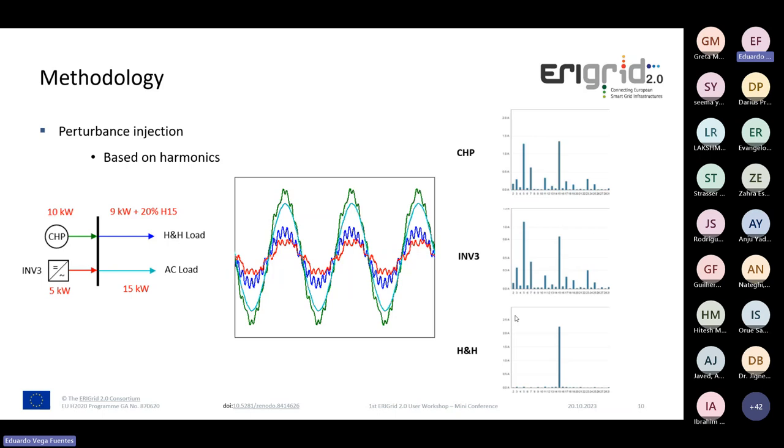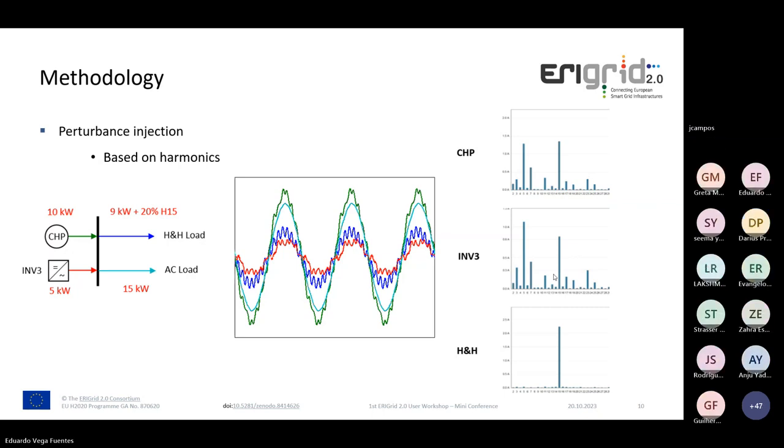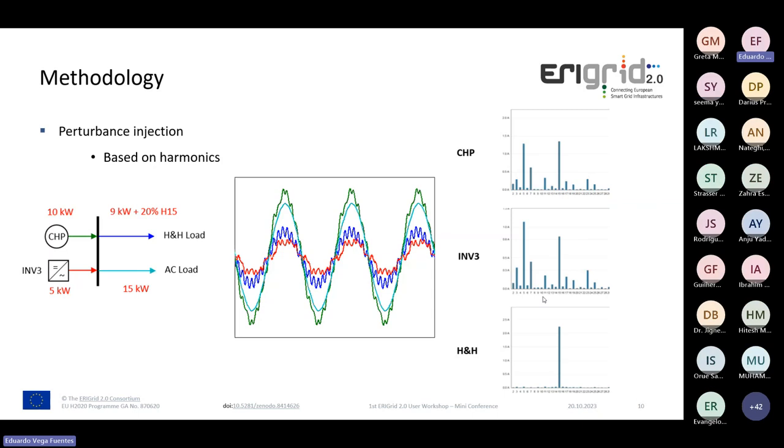The first one was to base the test on harmonics. Instead of introducing the perturbance from the generator side, we programmed the electronic load to consume a percentage of the power in the 5th harmonic or 7th harmonic. And this figure in the slide shows the example when we introduced 30% 5th harmonic by the H&H load.